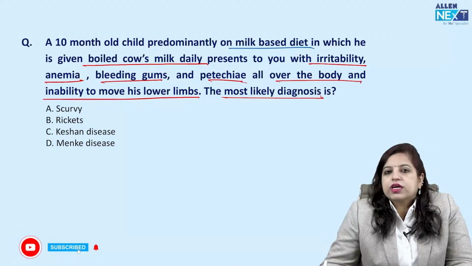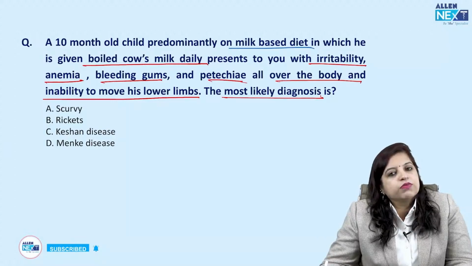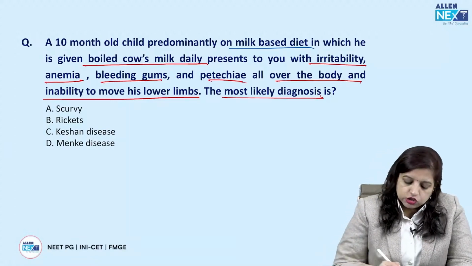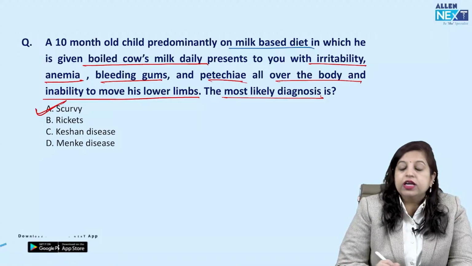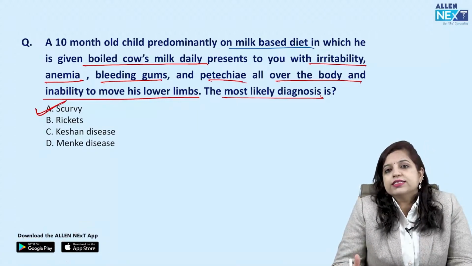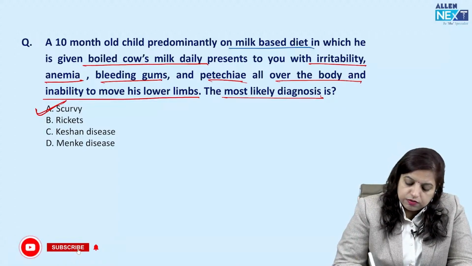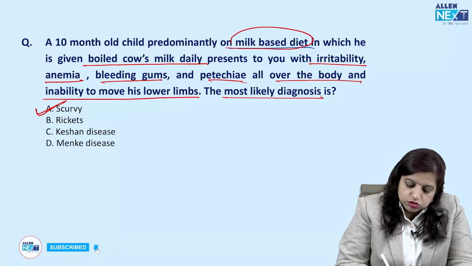Is it scurvy, rickets, Keshan disease, or is it Menkes disease? What are we dealing with? So please remember, this is nothing but scurvy. What tells us this is scurvy? Why not go for rickets? See, he is being given a milk-based diet, importantly, and that also boiled cow's milk.